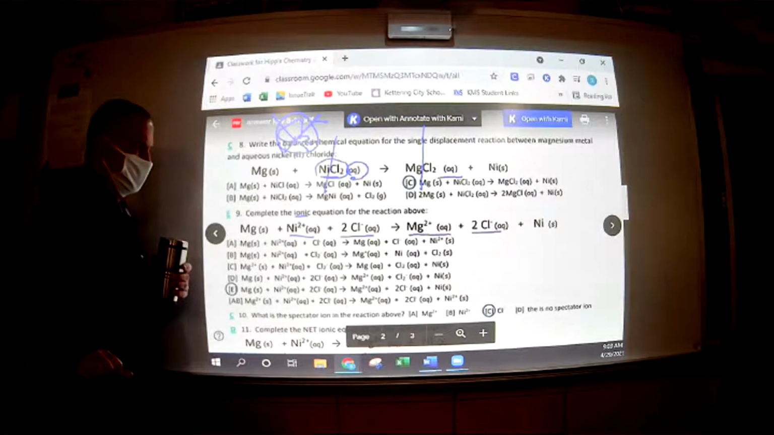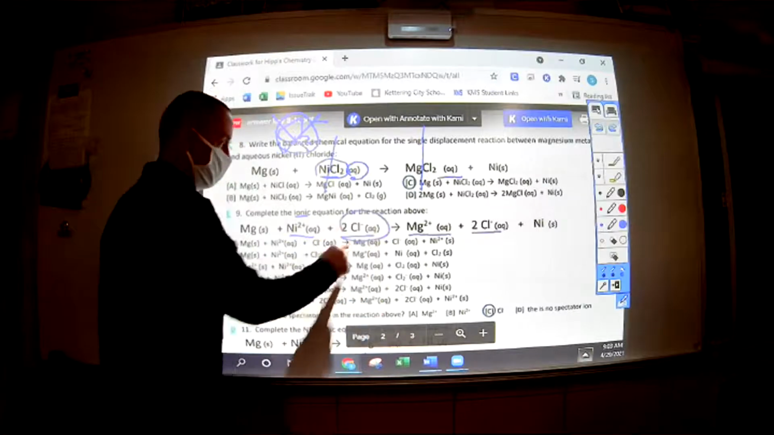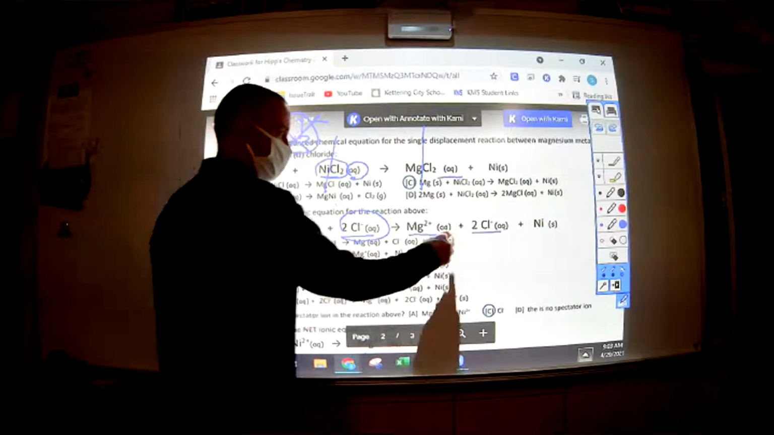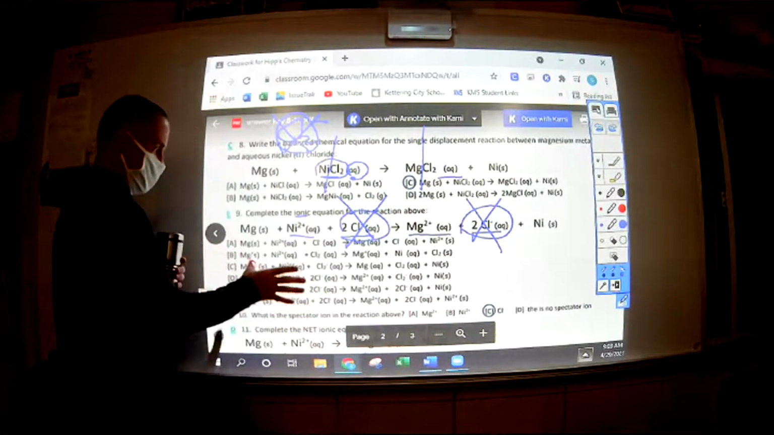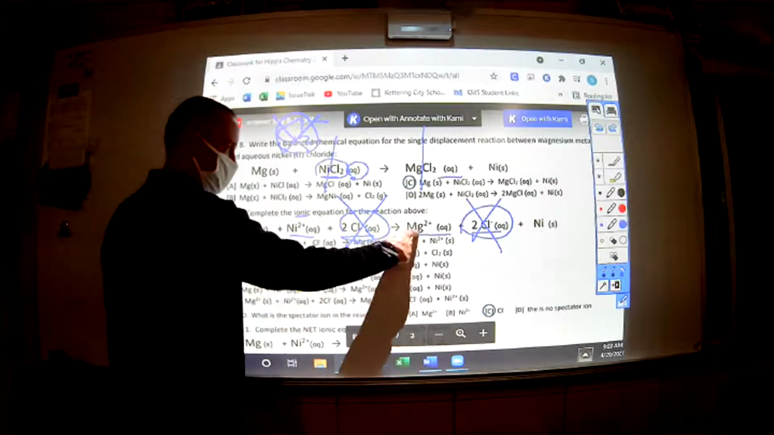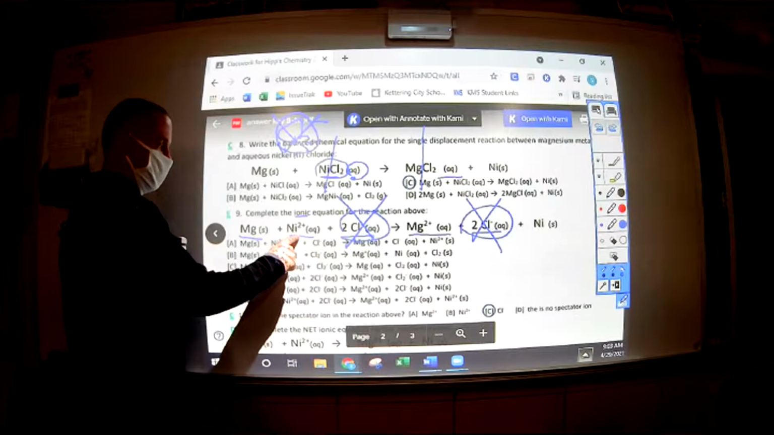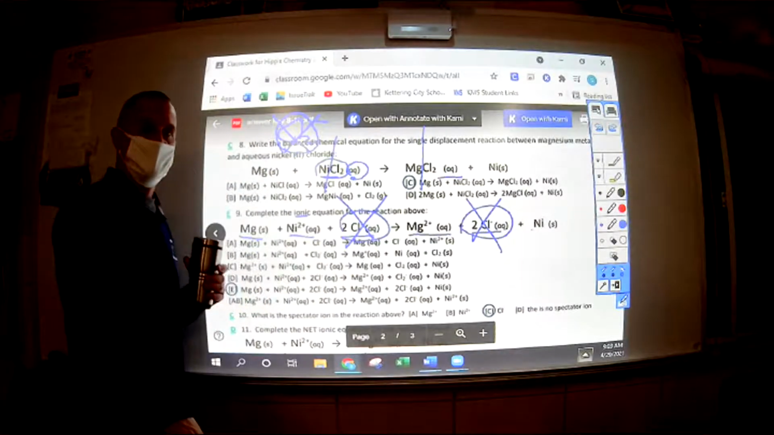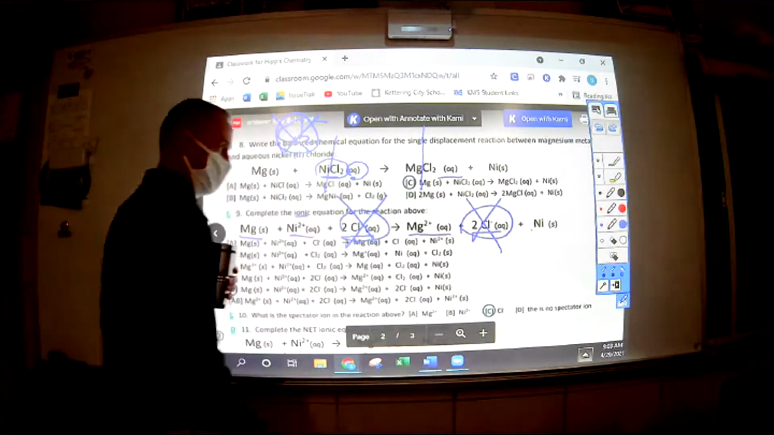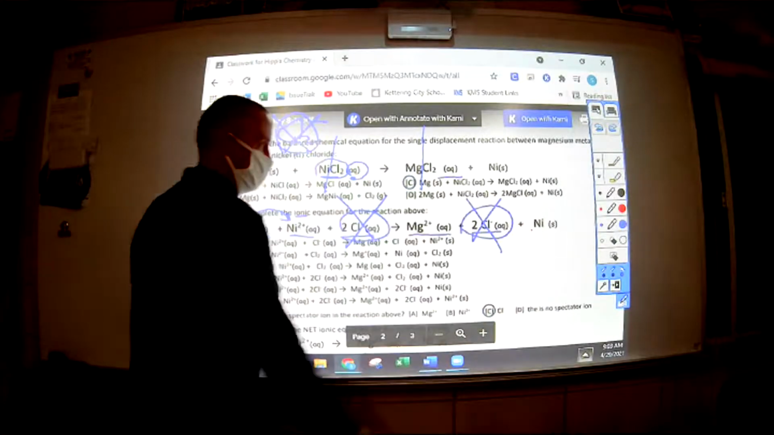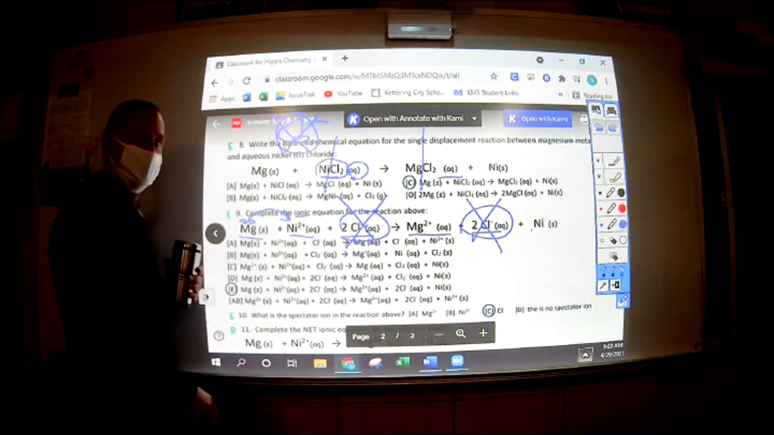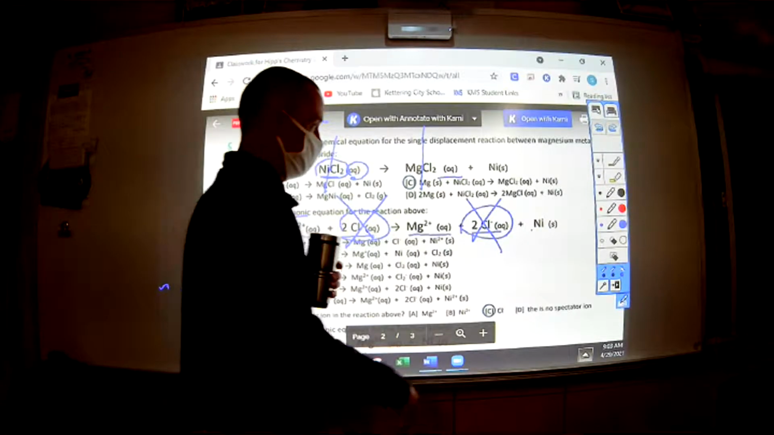Who didn't change here? The net means only show the one that changed. Who didn't change? Do I have 2Cl minus here? And when the reaction's over, what do I have? 2Cl minus. The net ionic says pull the ones out that didn't change. So the real reaction here is we start with magnesium metal and we end up with the magnesium ion. We started with the nickel 2 ion and we ended up with nickel metal. So nickel went from being charged to not being charged. Why? Magnesium must have forced the 2 electrons it has on it. That's what happened in this reaction.